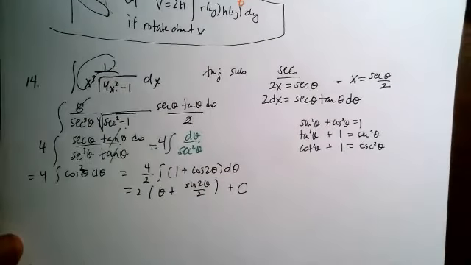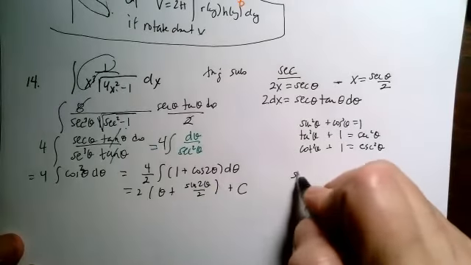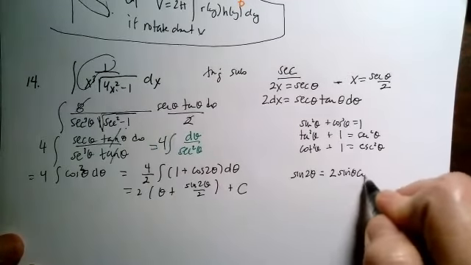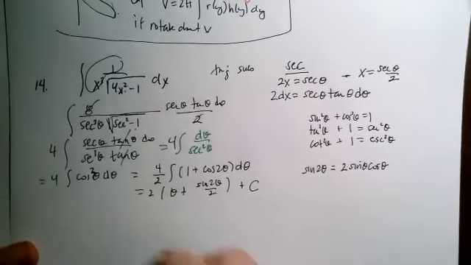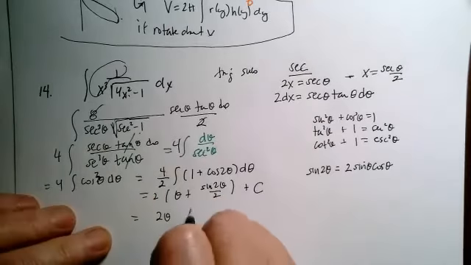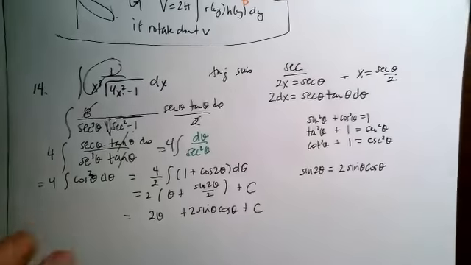That's a constant. Okay, and what's an identity for sine 2 theta? I think we've already used it today. Yeah, 2 sine theta cosine theta, right? So we'll have 2 theta, and then these 2's will cancel. We'll have plus 2 sine theta cosine theta plus c.